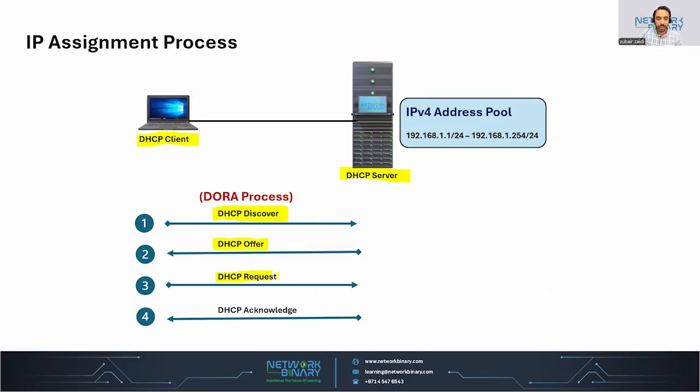The third is DHCP request. The DHCP request message is generated by the client machine. The client machine requests the IP address. Finally, the fourth message, the DHCP acknowledgement message, is generated by the server, and the server makes sure that the IP address that was offered from my side has finally been assigned to you. So this entire process is also known as the DORA process: discover, offer, request, and acknowledgement.